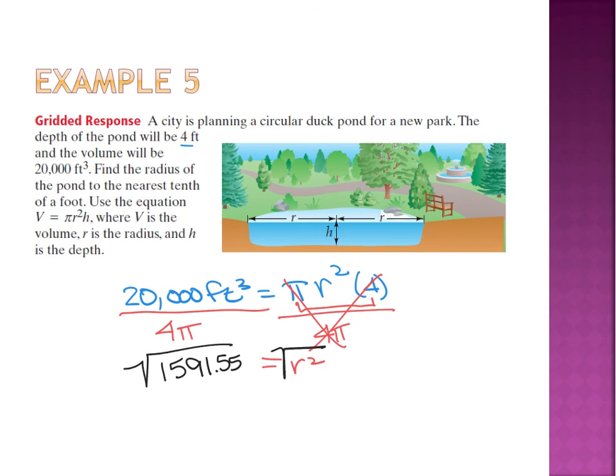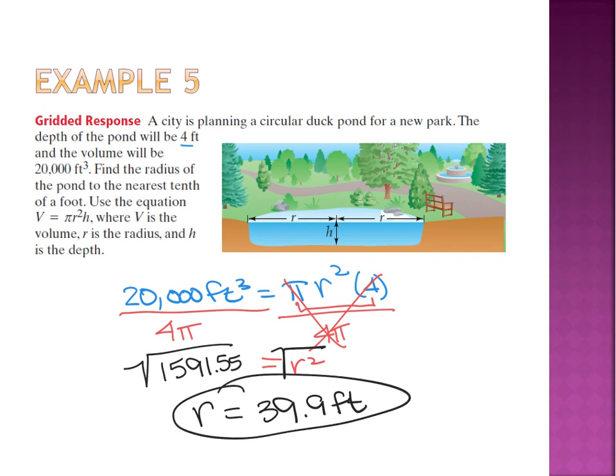And when I square root both sides, I end up with the radius, or r, equaling 39.9 feet. I do not need to look at the negative answer because it does not make sense to have a negative radius. So this is my final answer.